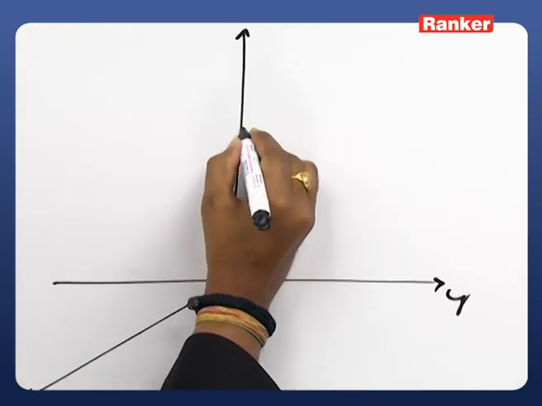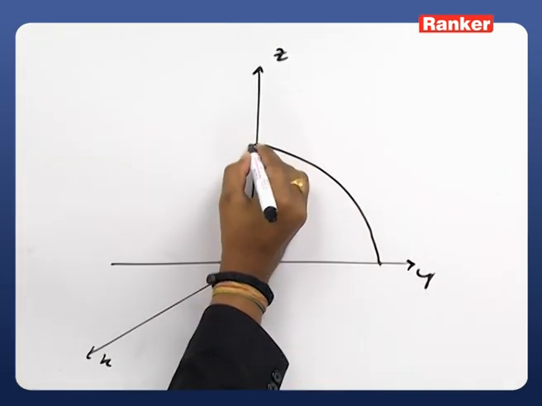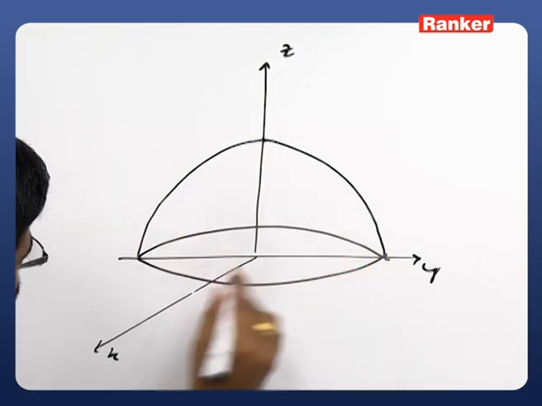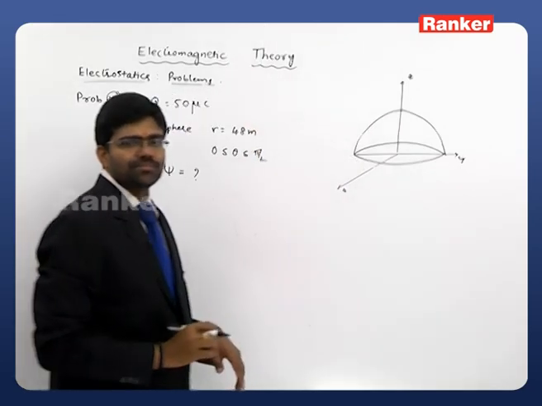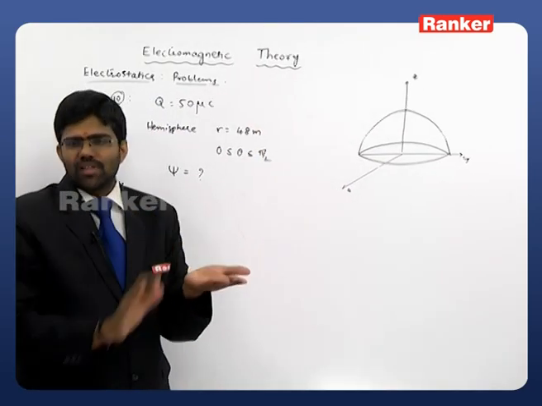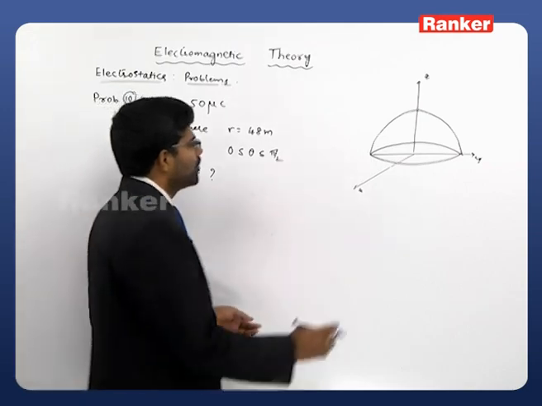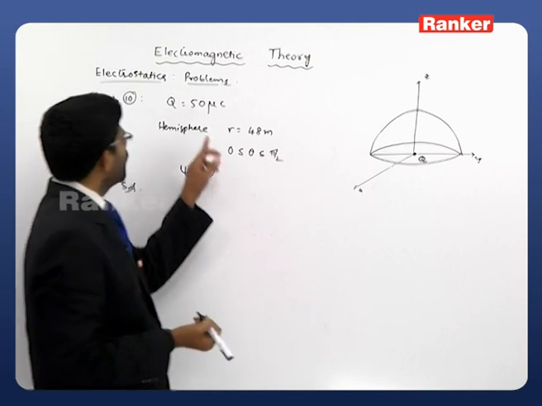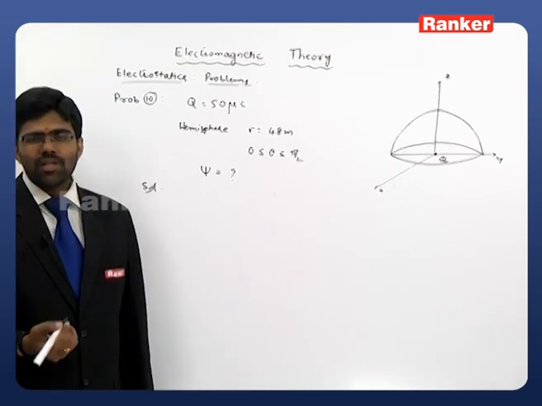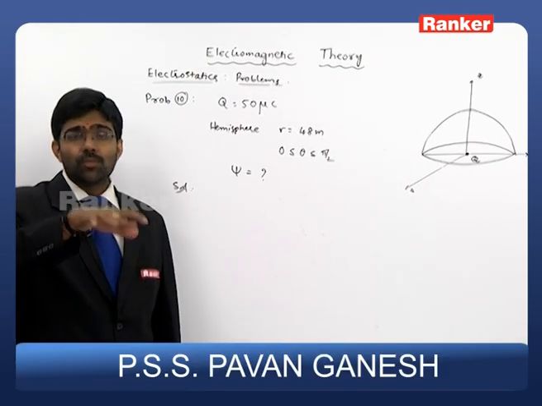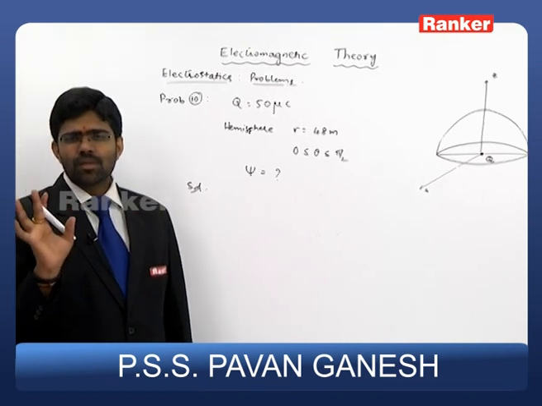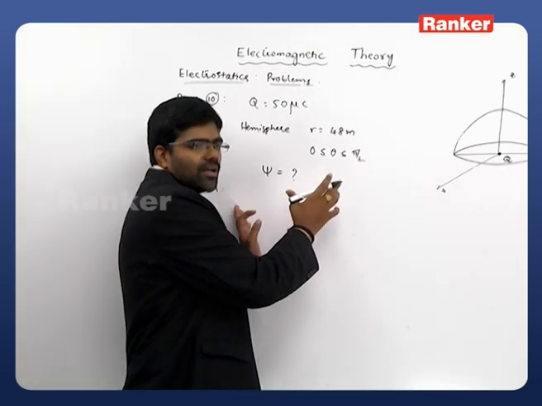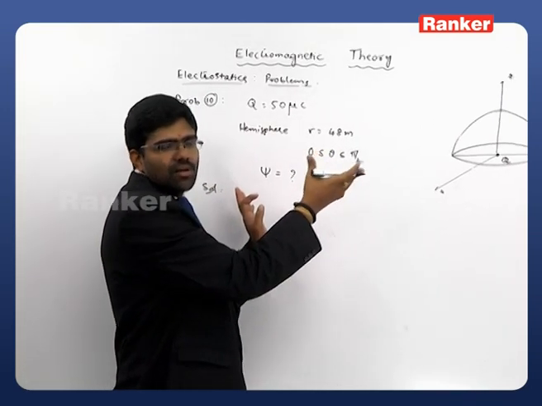So with radius 48 meter, this is the hemisphere we are supposed to consider. The lower half of the sphere is not given, right? A charge q was placed exactly at the origin with a value of 50 microcoulomb. Now we need to calculate the total flux passing through the sphere. For that, only observation is required here, no more calculations. If you identify what is there, then easily you can answer this.